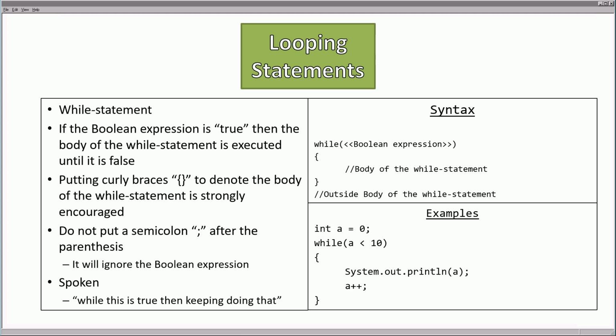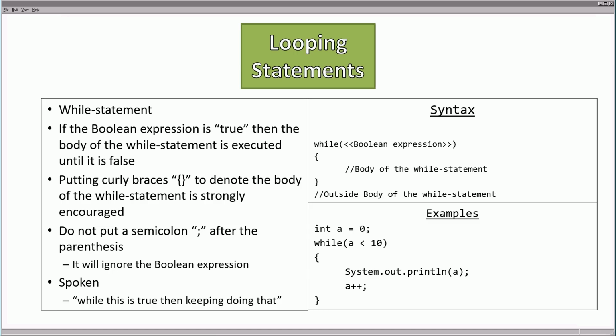One of the most essential looping statements is called the while loop. Now, in a while loop, if the Boolean expression evaluates to true, then the body of the while is executed until it is false. Much like branching statements, it's a really good idea to put the curly braces to denote the body of a while loop. Also, very similar to branching statements like an if statement, do not put a semicolon after the parenthesis of the while loop. Now, as we are learning how to communicate with the machines, you can think of a while loop as being spoken as, while this is true, keep doing that.